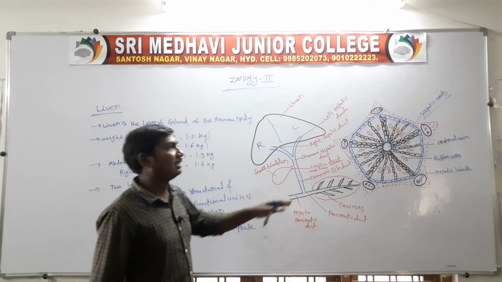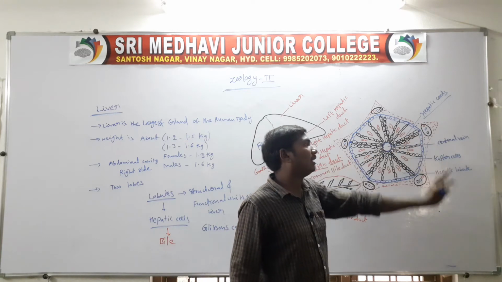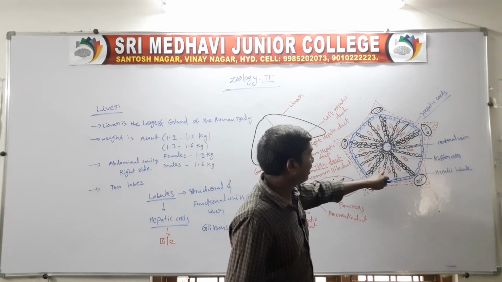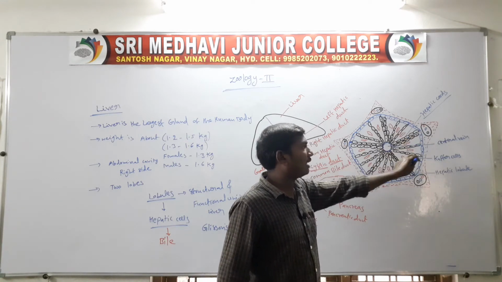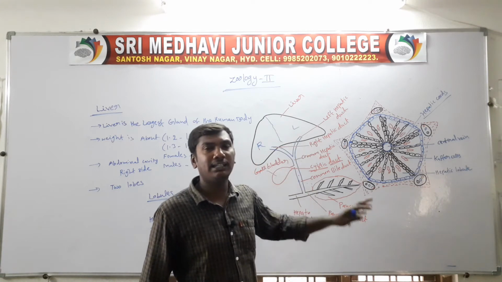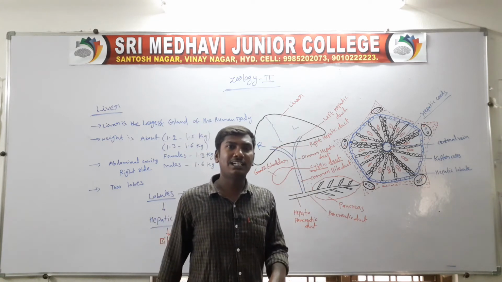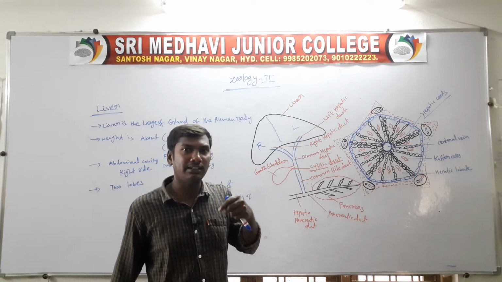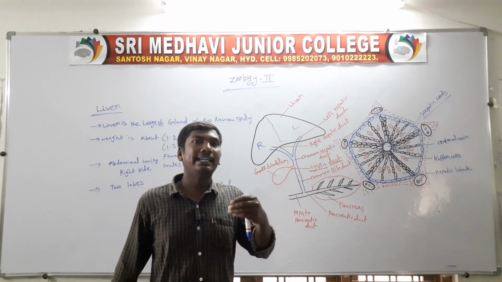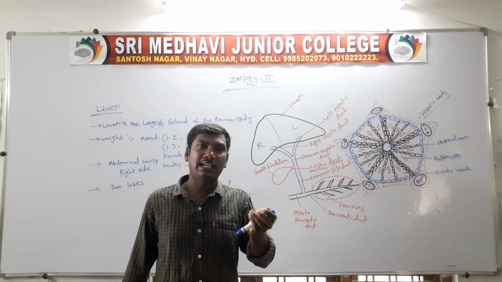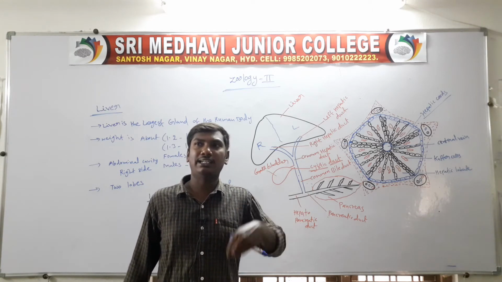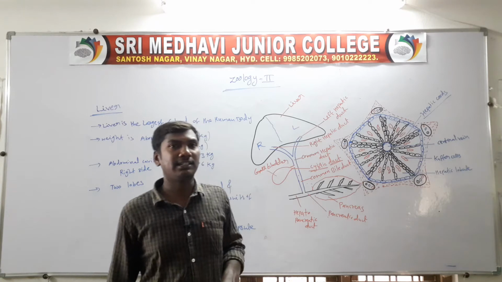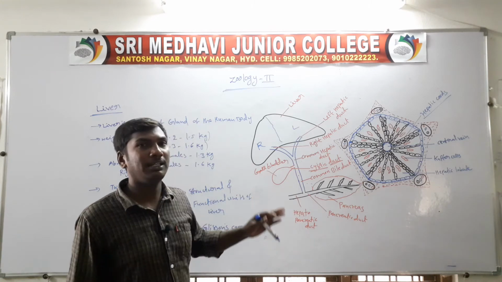The liver also has a central vein. Next, between the hepatic cells are the Kupffer cells. Kupffer cells are phagocytic in function. Phagocytic means they eat foreign particles like bacteria and viruses. So these are the structures of the liver.